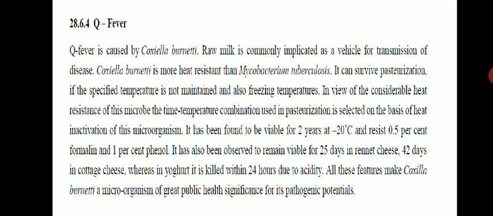Coxiella burnetii is more heat resistant than Mycobacterium tuberculosis. So this is a heat resistant bacterium. Okay, so it can survive after pasteurization if the specified temperature is not maintained, and also freezing temperatures. So this Q fever causing bacterium, Coxiella burnetii, can still survive after pasteurization. It is heat resistant, so even at low temperature it does not get killed.